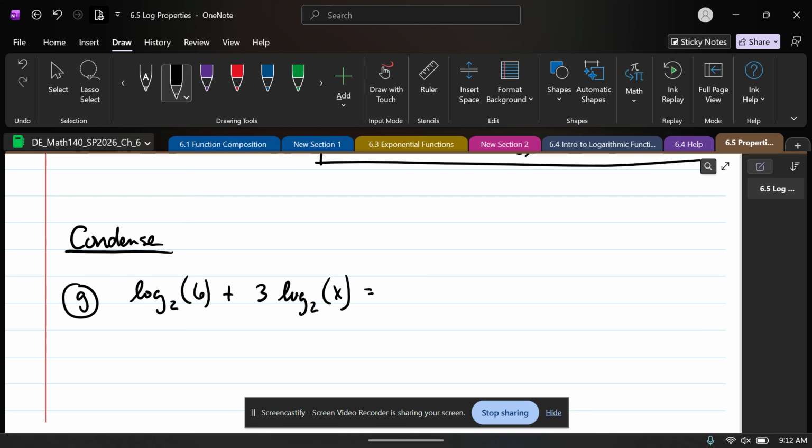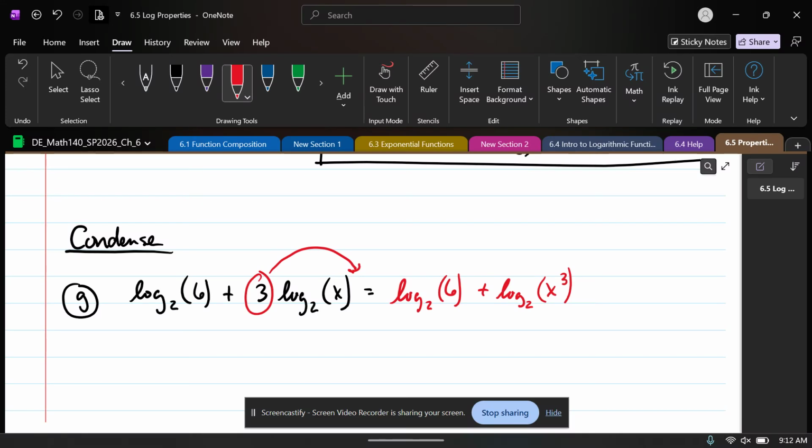All right. So thinking about working backwards. Power rules need to be taken care of first. Right. So there's a power rule here. This 3 goes up. So that's log base 2 of 6 plus log base 2 of x cubed. And then addition turns into what? Multiplication. 6x cubed. To me, condensing is so much easier. But it's because you know the properties better now than you did. And it's easier to tell when you're done because you got one single logarithm left.